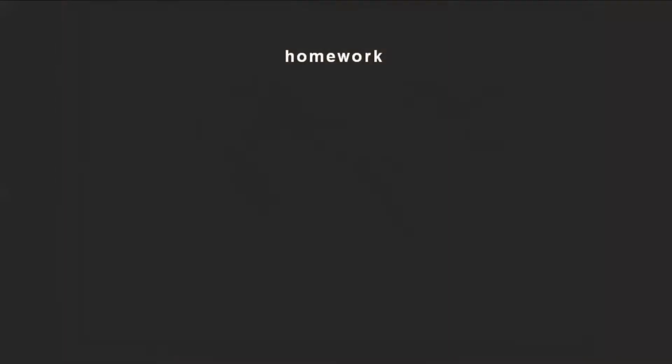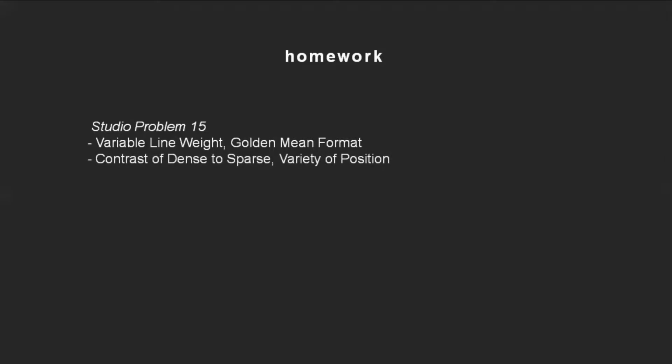All right, so today I'm going to give you 2 assignments to complete, and this will be the norm for the rest of the semester going forward. There's a lot of information in design that you have to get through, so we're going to be compensating and reducing your load a little bit in one spot and upping it in others. So studio problem number 15, using variable line weight in a golden mean format, create a contrast of dense to sparse, and use a variety of position. Give me 10 thumbnails and only 5 variations, along with your final mounted design. In addition to that, you need to complete studio problem number 16.